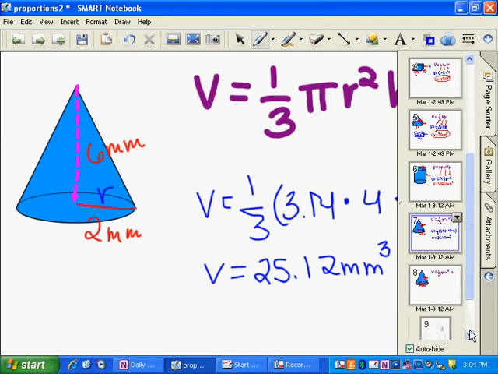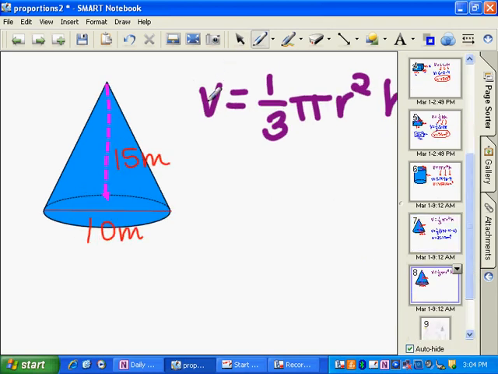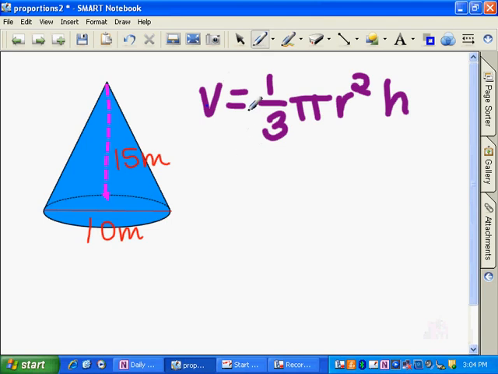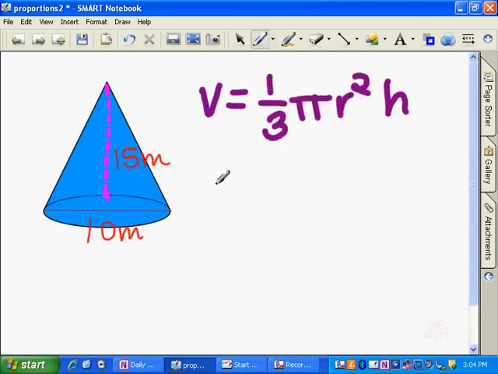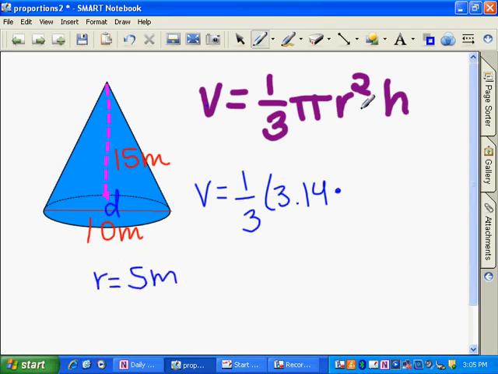Now there are times with cylinders and with cones where you're going to be given the diameter, so you need to make sure you're using the right dimension when you're figuring things out. So volume is equal to 1/3 pi, which is 3.14. Now r squared. This is our diameter. The diameter is 10. Well, if the diameter is 10, that means that the radius is 5 meters. So when it says r squared right here, we need to square 5. 5 times 5 is 25, and then times a height of 15.